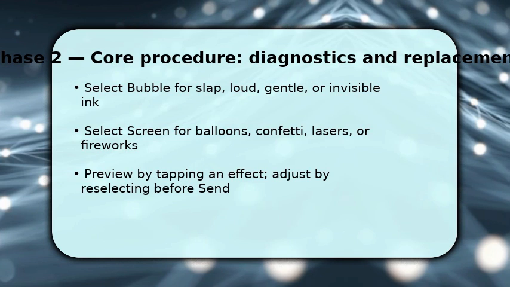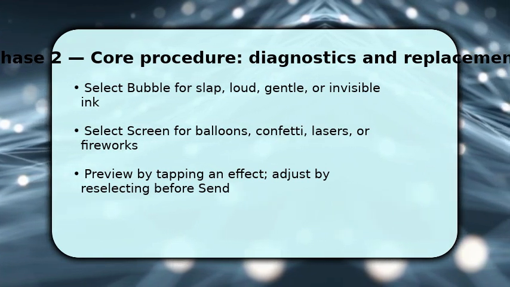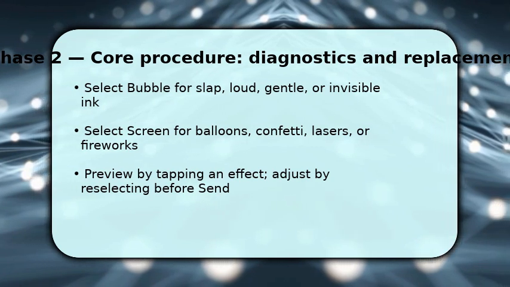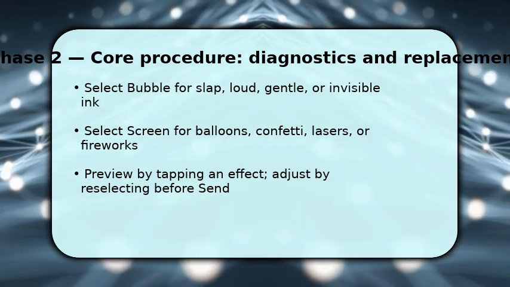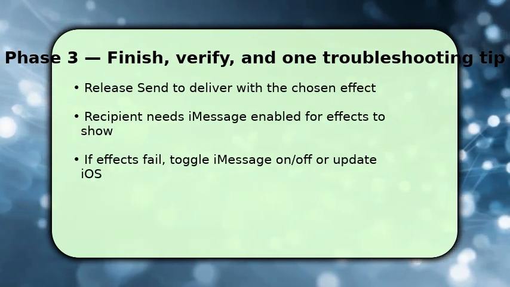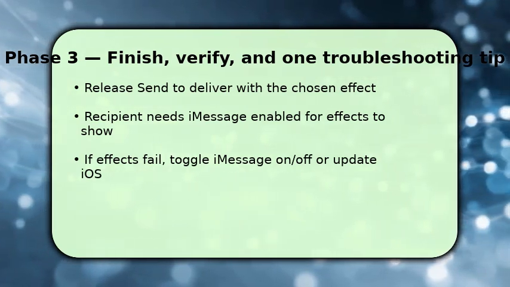If you change your mind, tap a different effect or cancel by tapping the X. When satisfied, release the Send button to dispatch the styled message. After previewing, release the Send button to deliver the message with your chosen bubble or screen effect. You'll see a small indicator that an effect was used.